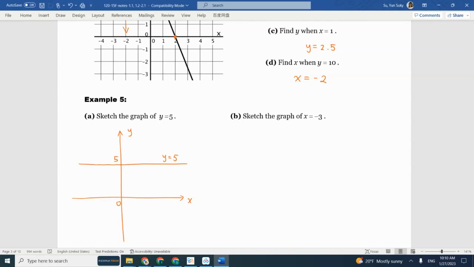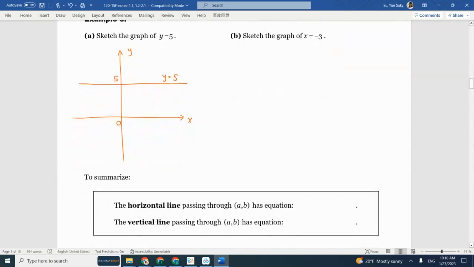Okay. And how about x equals -3? So we draw the x-axis and we draw the y-axis. 0 is the origin. X equals negative, so negative is the left hand side, right? Positive is the right hand side. So -3 on the left. And then it is a vertical line. Okay, so this is a vertical line.